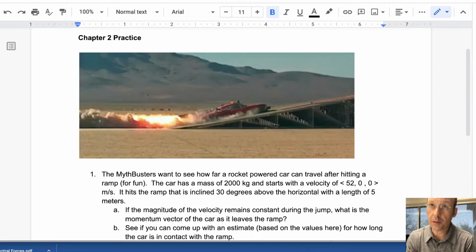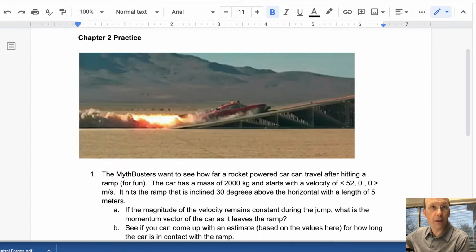Here is a practice problem. I made the problem. So I don't know if you remember this. It was a long time ago, but the MythBusters, you know the MythBusters, they had this myth about a rocket-powered car, and so they wanted to make a rocket-powered car because who wouldn't?